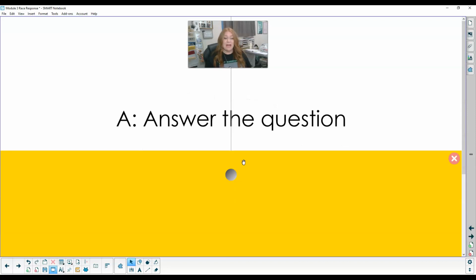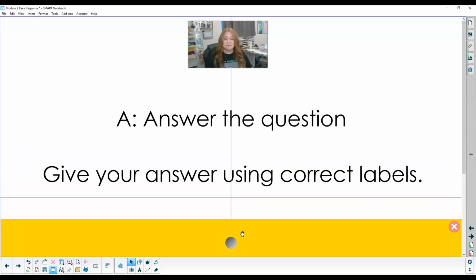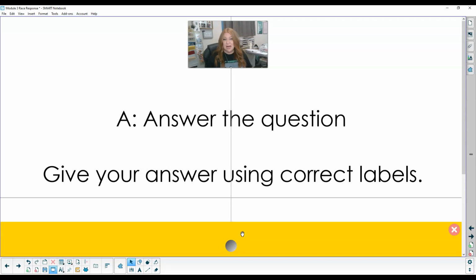So A is for answering the question. So give your answer using correct labels. So if it was talking about how many feet there were, you would want to tell them there are 7 feet. It's not just 7. So we want to use a complete sentence and put those correct labels to it so people can connect the problem back to our answer.